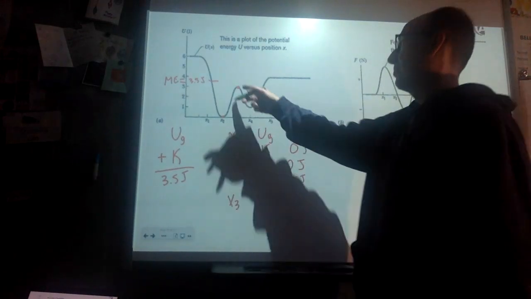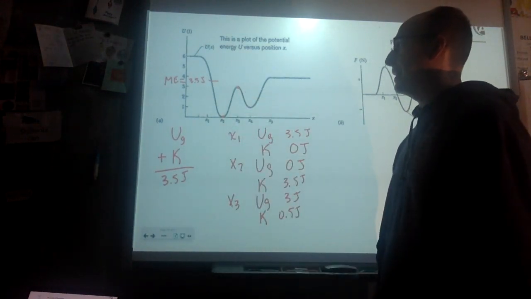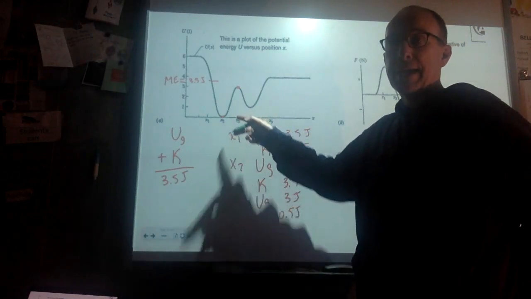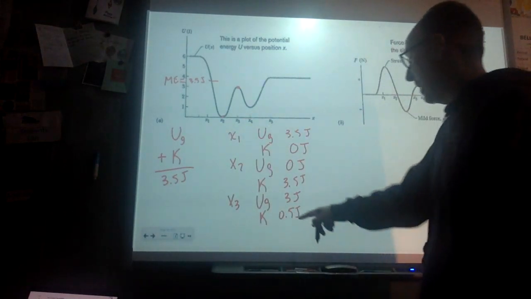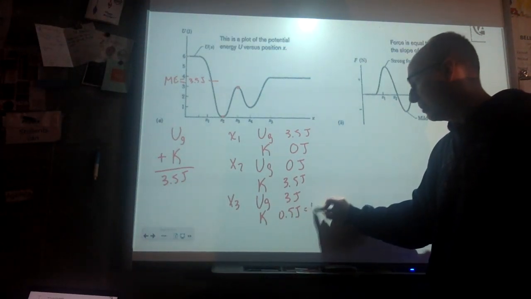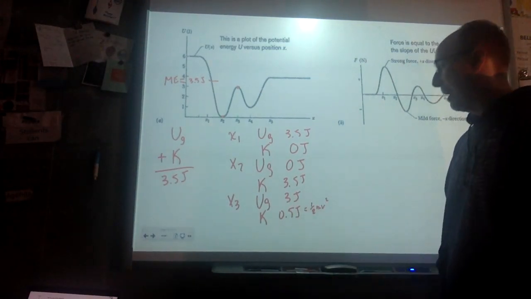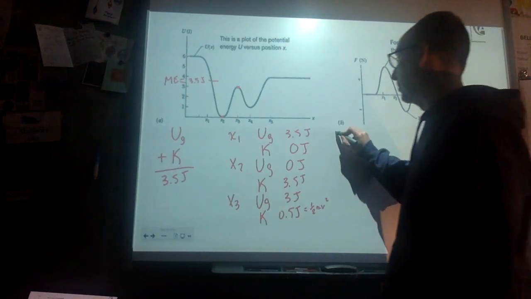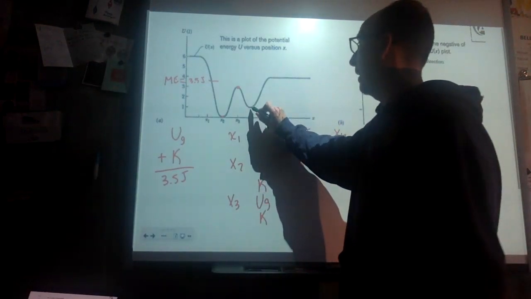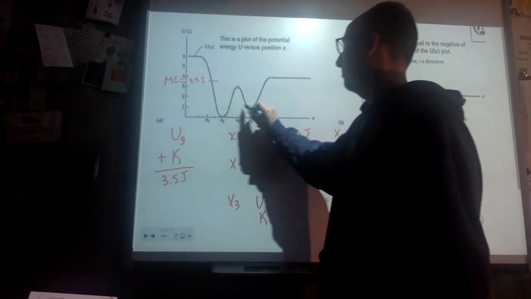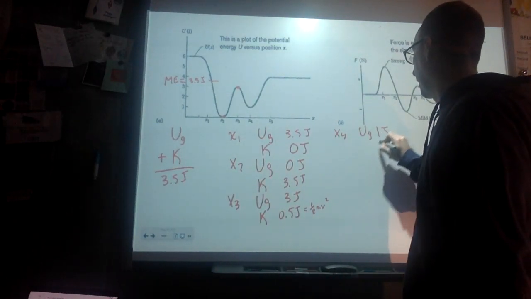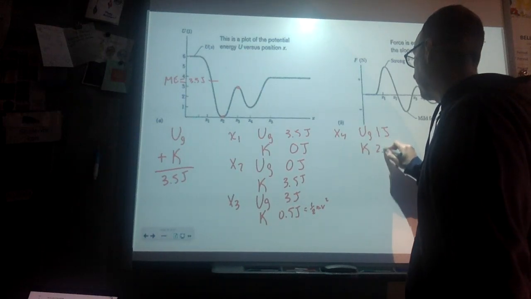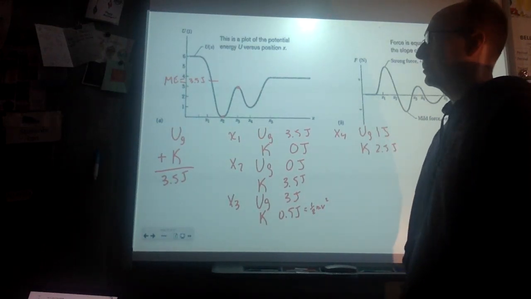So they could ask you, like, what is the speed at x3 if the mass is 1 kilogram? And you would have to take this 0.5 joules and set it equal to 1/2 mv squared. And then if we look at x4, I'm at 1 joule for potential, and so kinetic would have to be 2.5 joules.